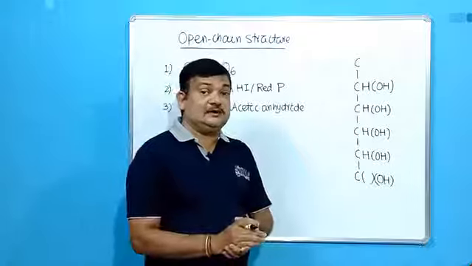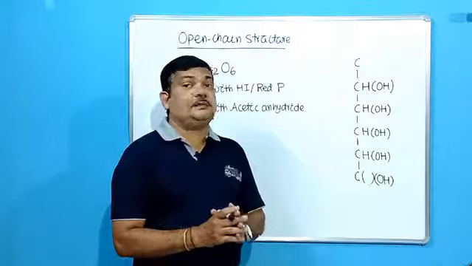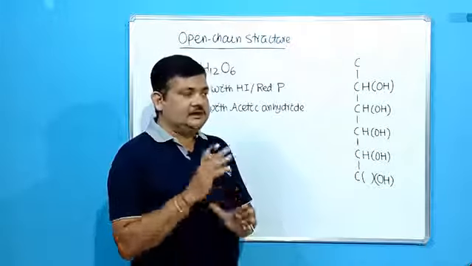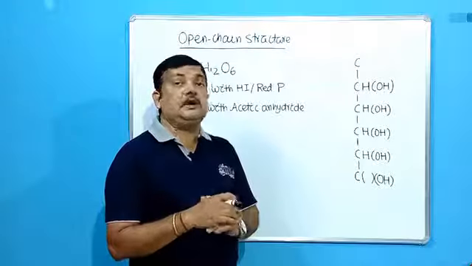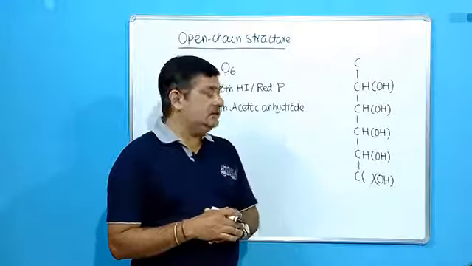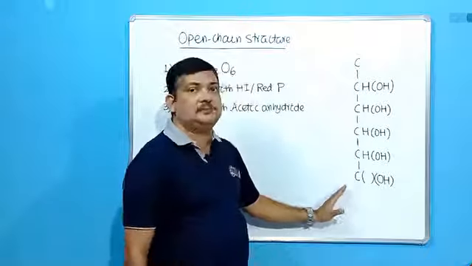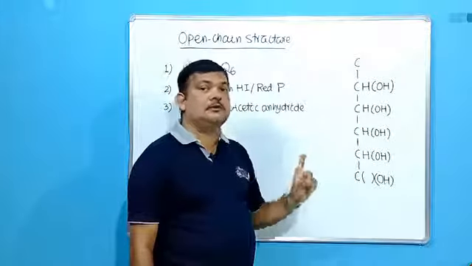Then the second thing is that each hydroxyl group is present on a separate carbon atom. Two hydroxyl groups cannot be on one carbon atom, because in that case it would have been unstable. But glucose is quite stable, which confirms that the structure is valid. That means each carbon atom contains 1 hydroxyl group.